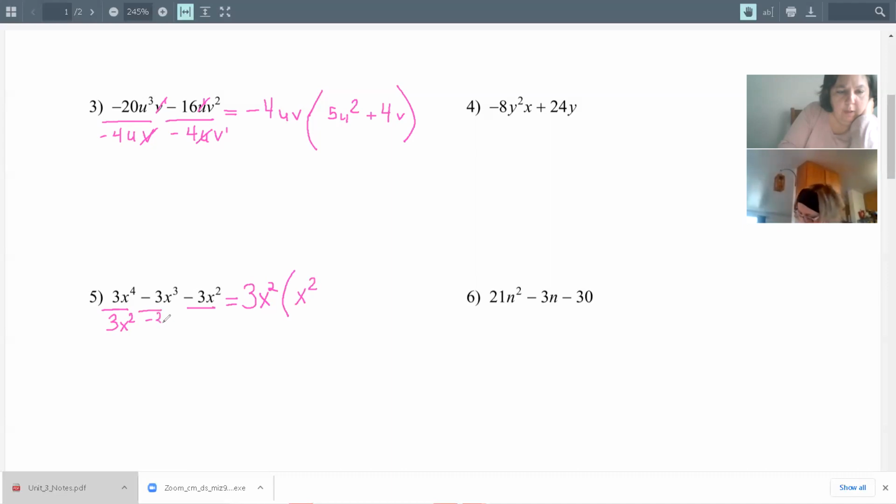Negative 3x cubed divided by 3x squared is a negative 1x to the power of 1. And negative 3x squared divided by 3x squared, I mean, it looks like it all cancels out. But remember, 3 divided by 3 is 1. They cancel out to a 1, so you need to add that 1 there. If your problem is a trinomial, your parentheses have a trinomial inside. If the problem is a binomial, your parentheses have a binomial inside of it.